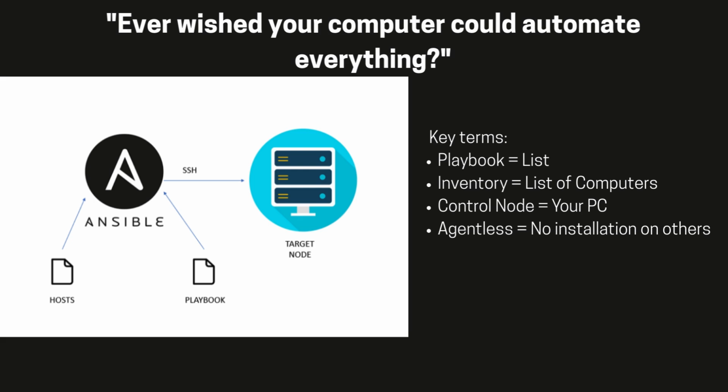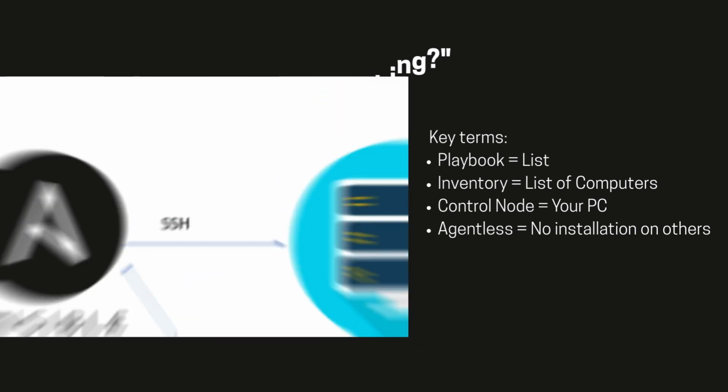Imagine you have 10 laptops and you want to install Google Chrome on all of them. Would you manually open each laptop and install it one by one? That would take forever. Instead, with Ansible, you just write a simple playbook and Chrome gets installed on all 10 laptops at once. Now let's start with a demo.